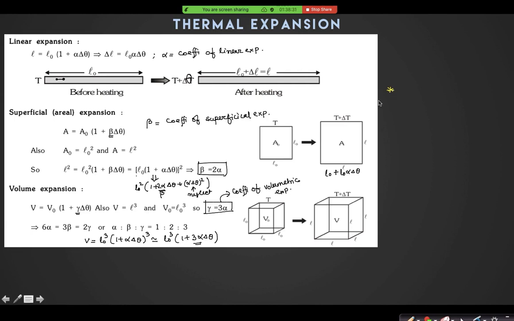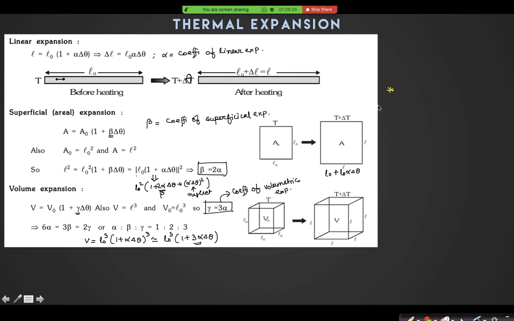Now here we have assumed one thing during all these calculations, that the cube here is symmetric. If this is L naught, this is L naught, and here this is L naught into 1 plus alpha delta theta, I have assumed the coefficient of linear expansion is the same in this direction also, right? Is it direction dependent? Yes, sometimes, not in all materials. In a few materials like graphite, which is one example, the coefficients of linear expansion are not the same in all directions.